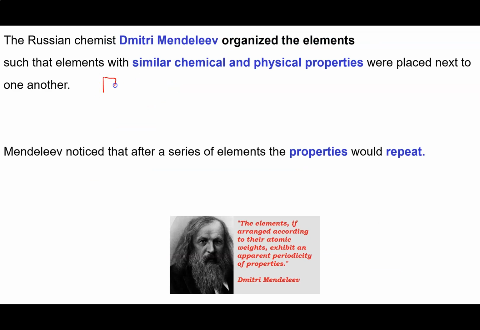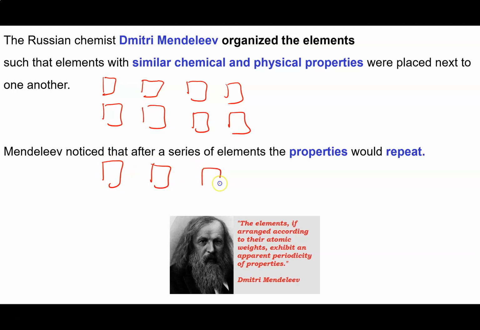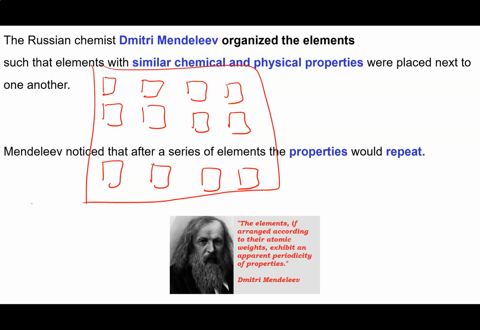But remember that you go along for a little while and the properties start repeating. So rather than ending up with a long line of elements, you end up with a block, because after a little while, the properties would repeat in agreement with the periodic law. So that's what's happening: the elements, if arranged according to their atomic weights, exhibit an apparent periodicity of their properties. What are these properties we're talking about? We're talking about the chemical and physical properties that we were talking about earlier.